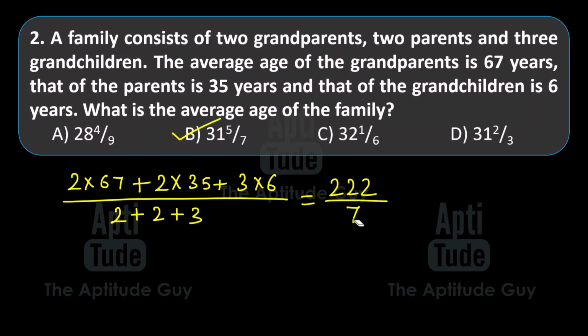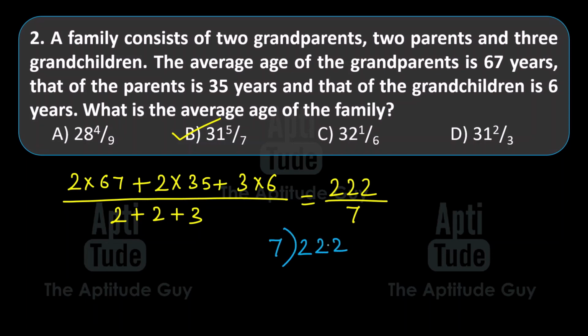Now, how to convert this improper fraction into a mixed fraction? Improper fraction means when the numerator is bigger than the denominator. Proper fraction means when the numerator is smaller than the denominator. So, how to convert an improper fraction into a mixed fraction? Very simple. All of you know this already, but still let me reiterate your memory.